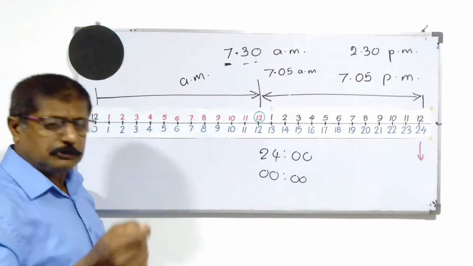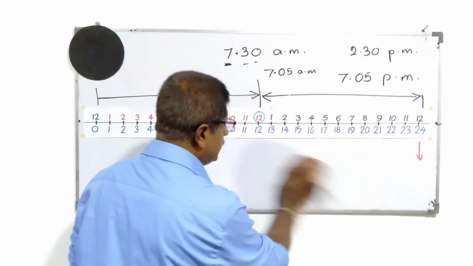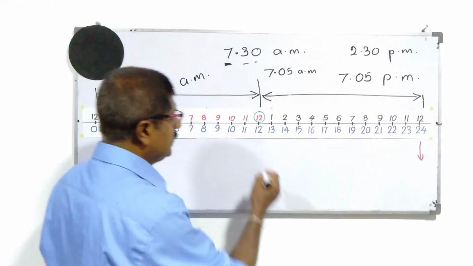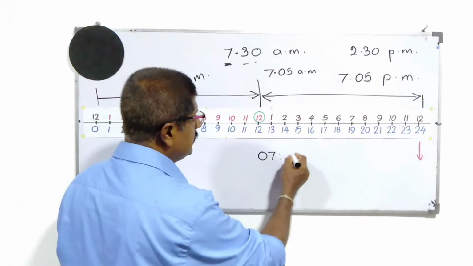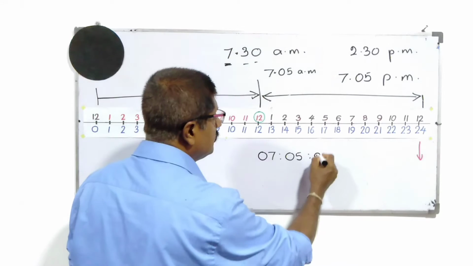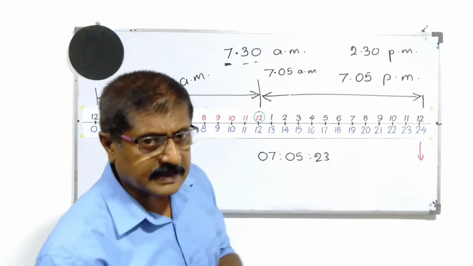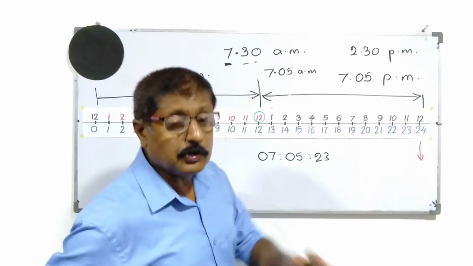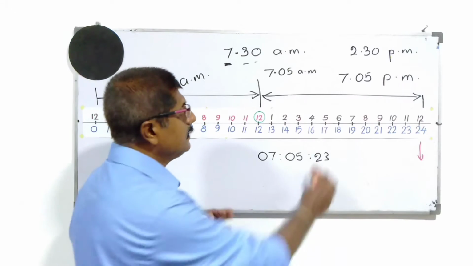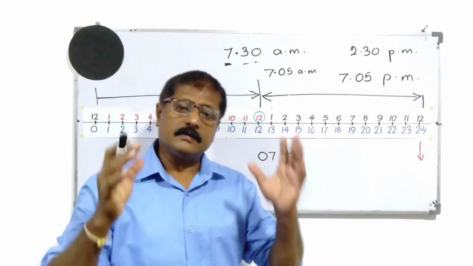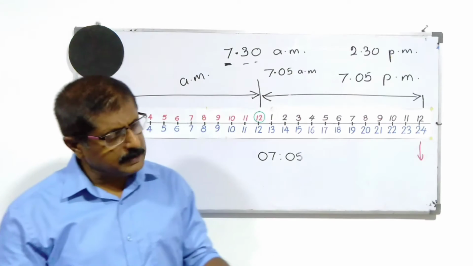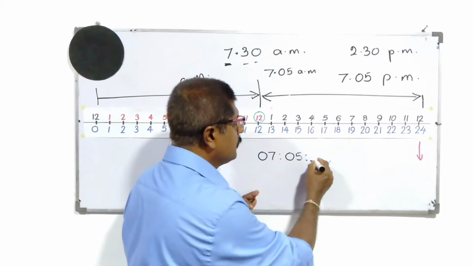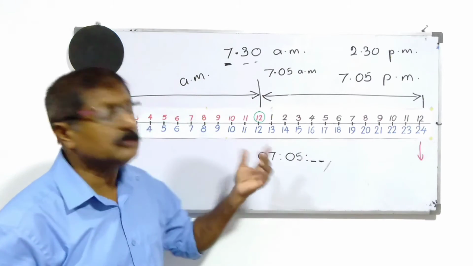When we write time, if we happen to mention the number of seconds, how can we mention it? For example, 07:05 and 23 seconds. If you write a third portion, that denotes seconds. If you don't want to write seconds, then don't write this. In the standard system, if you want to mention seconds, put 2 dots and write the number of seconds in 2 digits, always 2 digits.